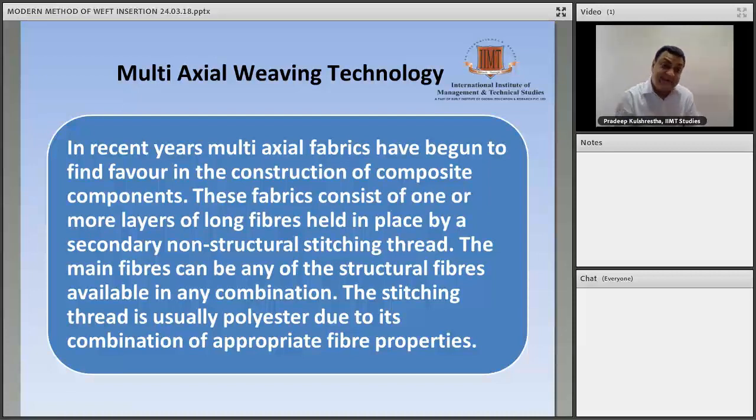Then multi-axial weaving machine. Multi-axial weaving is utilized for composite applications. So here different structures of fabric can be joined, and they are used for composite applications. For example, we have to take multi-axial aramid for bulletproofing.